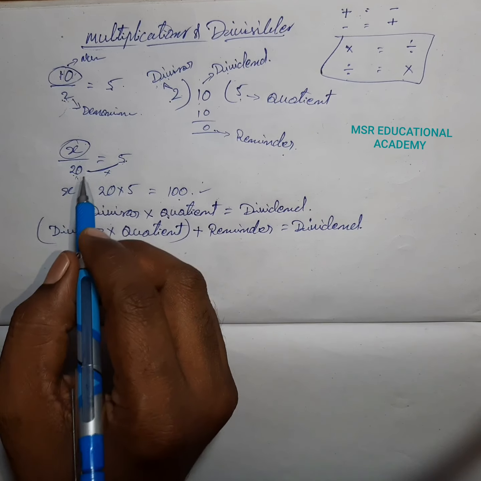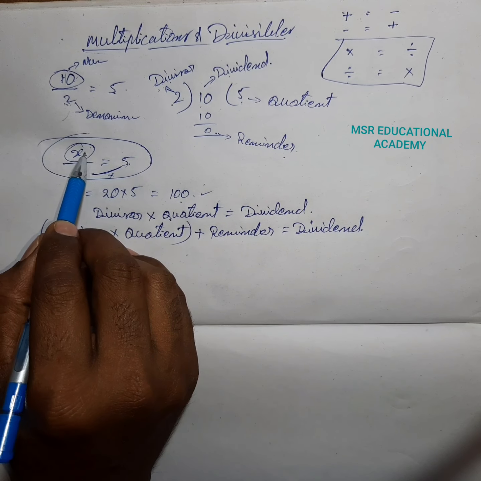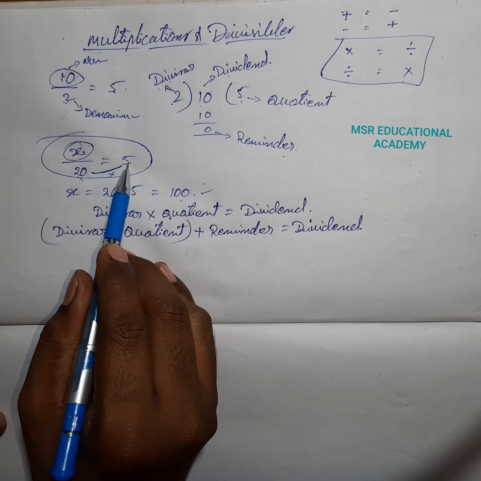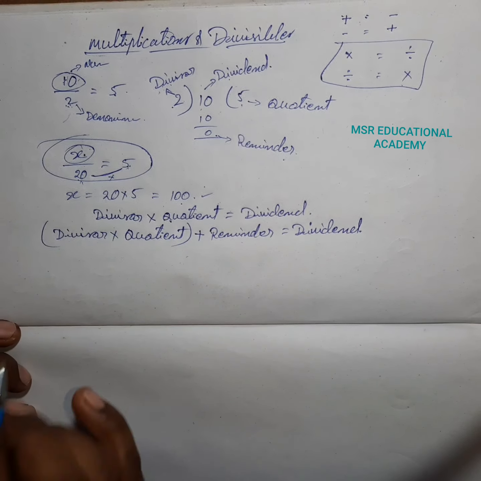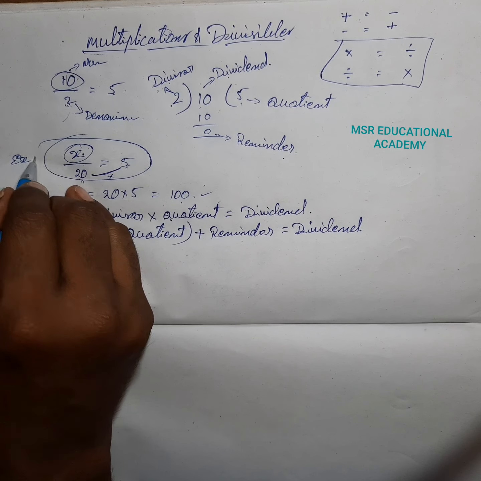Next, in this question, if you don't know the numerator, you should multiply the denominator value and the quotient value. That is the only thing in this question. That is example 1.